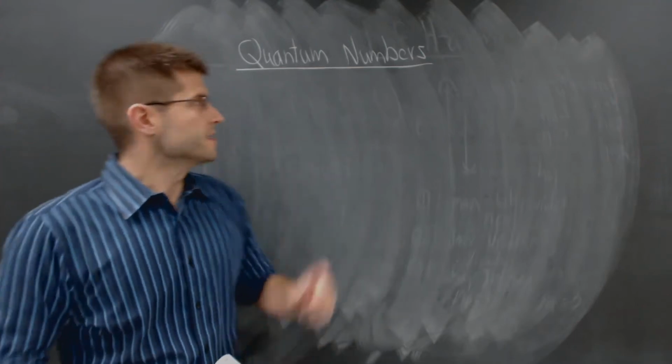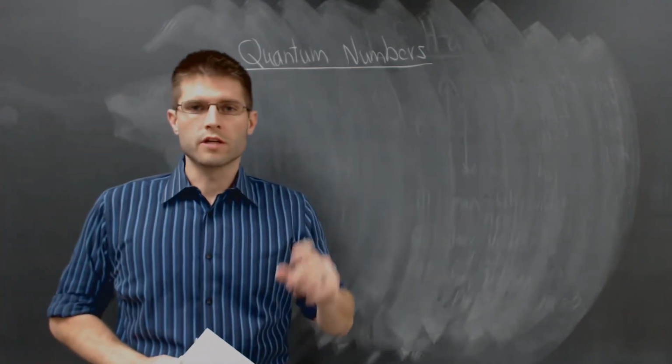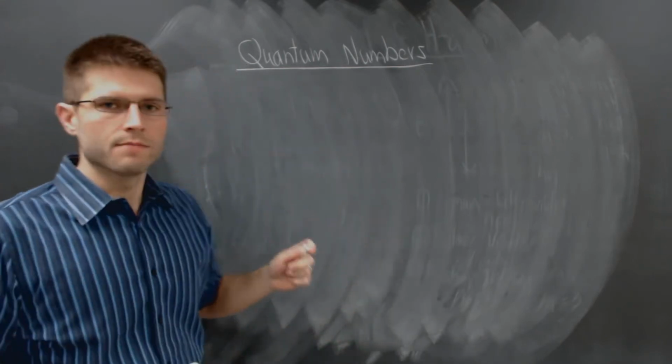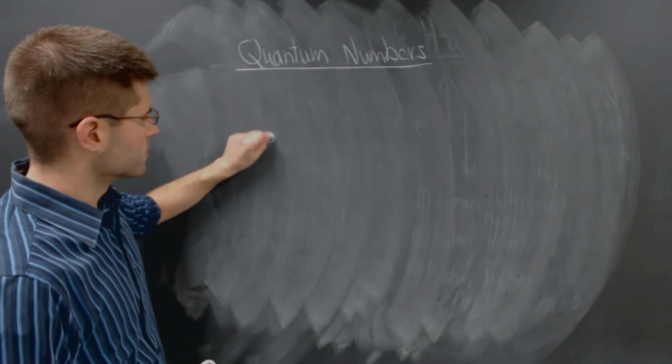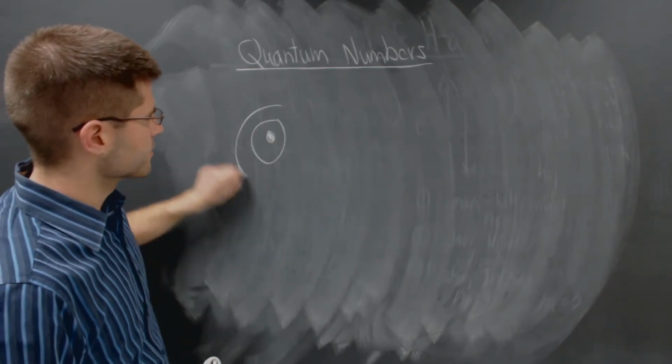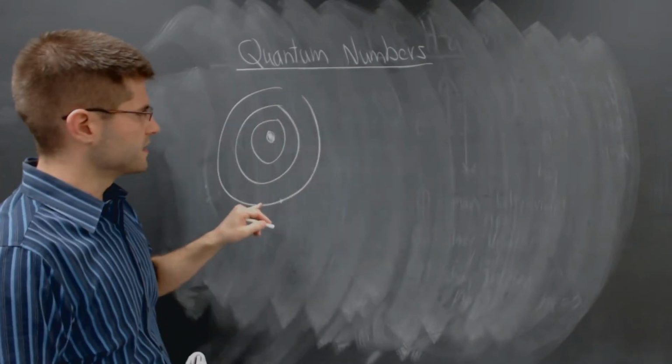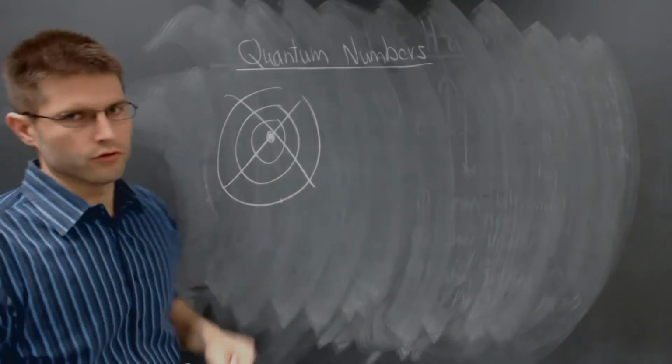Hello, in today's video we're going to be talking about quantum numbers. We're going to be moving away from this idea of the orbit, which we saw in Bohr's model of the hydrogen atom. Remember, Bohr's model had the nucleus, it had concentric circles circling around it, and the electrons moved in these circular orbits. We know this to not be true.